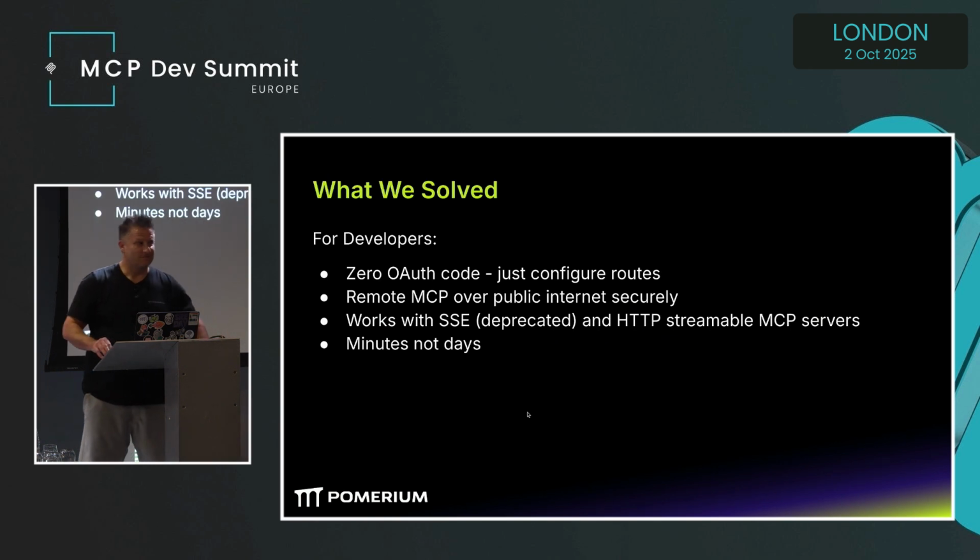So what we solved, even though the live demo did not, for developers: you get zero OAuth code. You get OAuth out of the box, you just have to configure routes. You can have a remote MCP server over the public internet securely. It works with server-sent events and HTTP streamable MCP servers. And you can do this immediately. It's not three days of speaking to somebody in the org to get you set up. The nice thing is that instead of building something cool and then, when they say let's go to prod, not having all this stuff in place, the transition to production is ideally smoother.